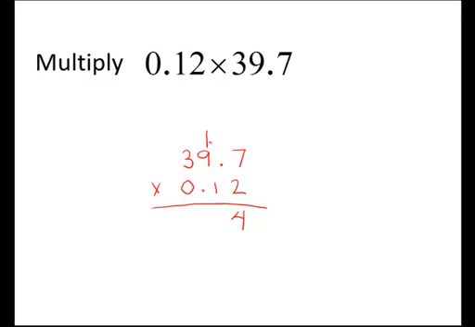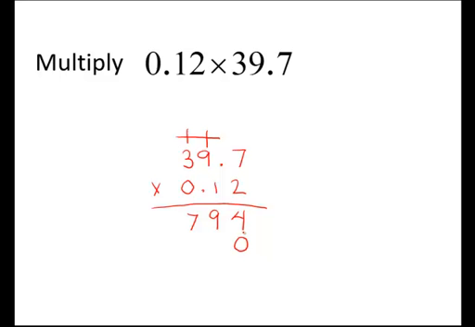9 times 2 is 18. Carry the 1 is 19. I'll write the 9 and carry the 1. 2 times 3 is 6, plus 1 is 7. Now I no longer need these carried digits. I write a 0 as a placeholder.